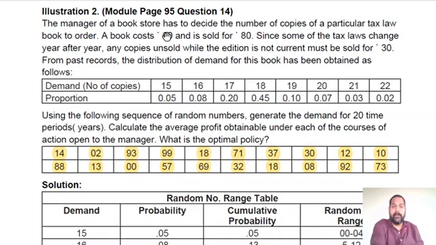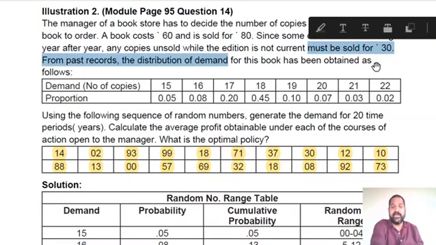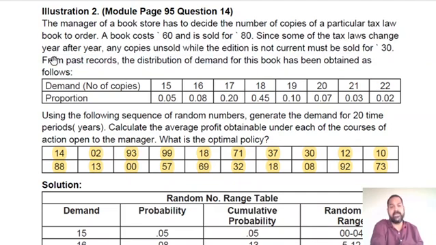Let's go back. The manager of a bookstore has to decide the number of copies of a particular tax law book to be ordered. The book costs rupees 60 and is sold at rupees 80. Since some of the tax laws change every year, any copies unsold while the edition is current must be sold for rupees 30. From past records, the distribution of the demand of the books has been obtained as follows. Demand and proportion. Using the following sequence of random numbers, generate the demand for 20 times. Calculate the average profit obtained under each course of action open to the manager.